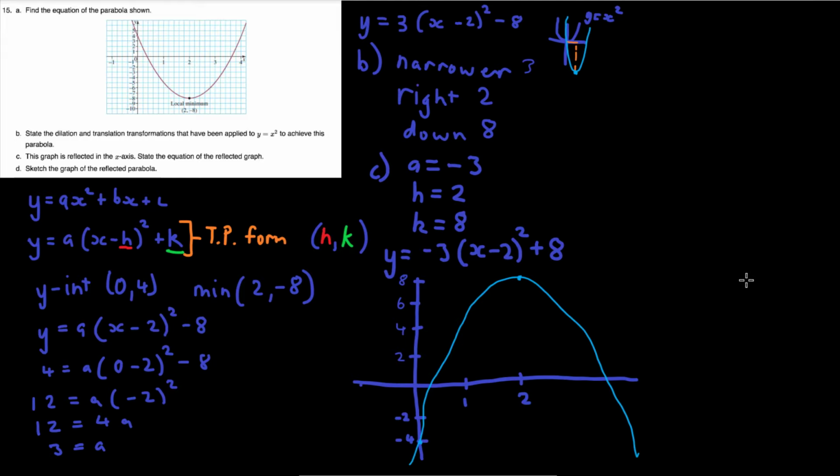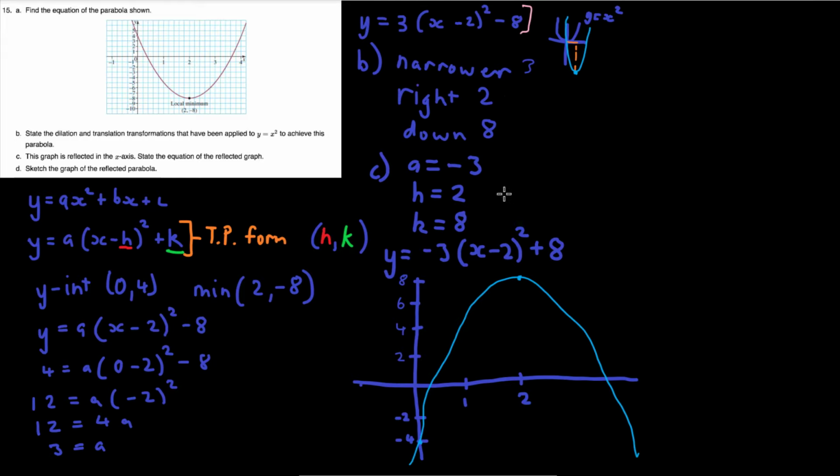Alrighty, that's it. We've done the equation of the parabola shown. That's just up here. Here's our question A done. B, stating the dilations and translations. So it got narrowed by 3. That's our A value. It was translated to the right 2, and it was translated down 8.